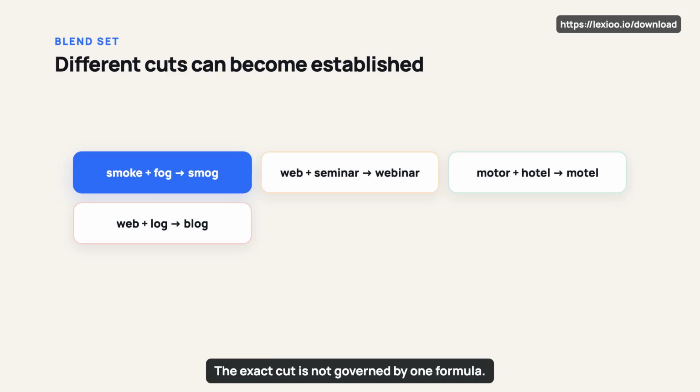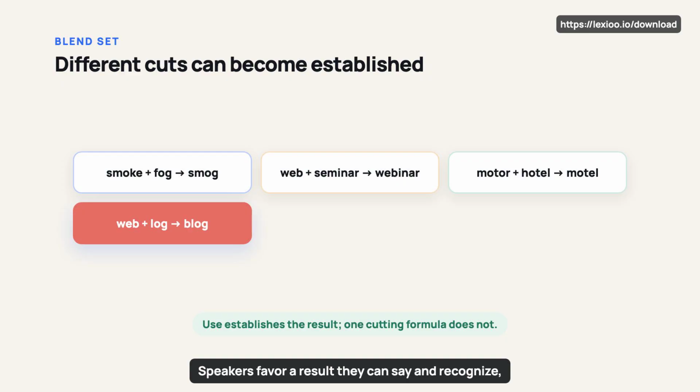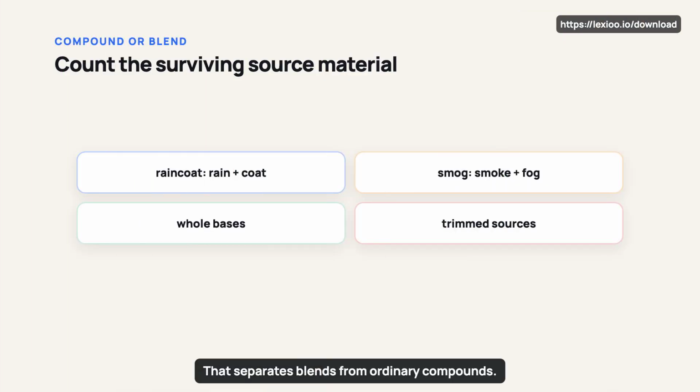The exact cut is not governed by one formula. Speakers favor a result they can say and recognize, and the new form must become established through use. That separates blends from ordinary compounds. In raincoat, both bases remain whole. In smog, neither source word survives whole.